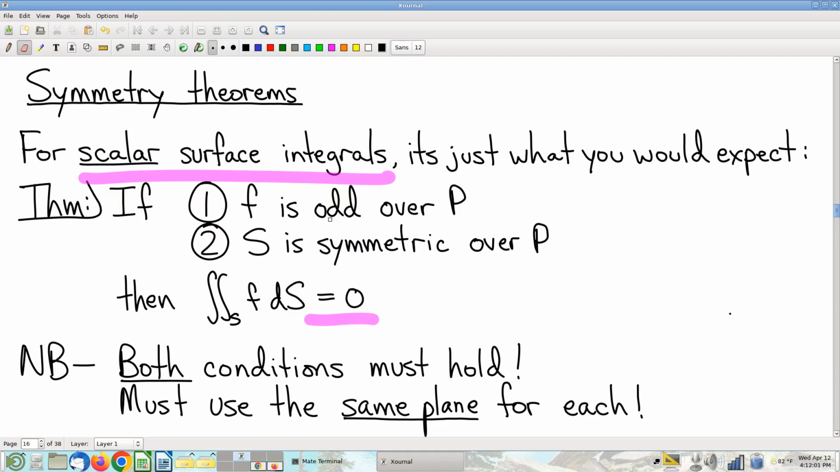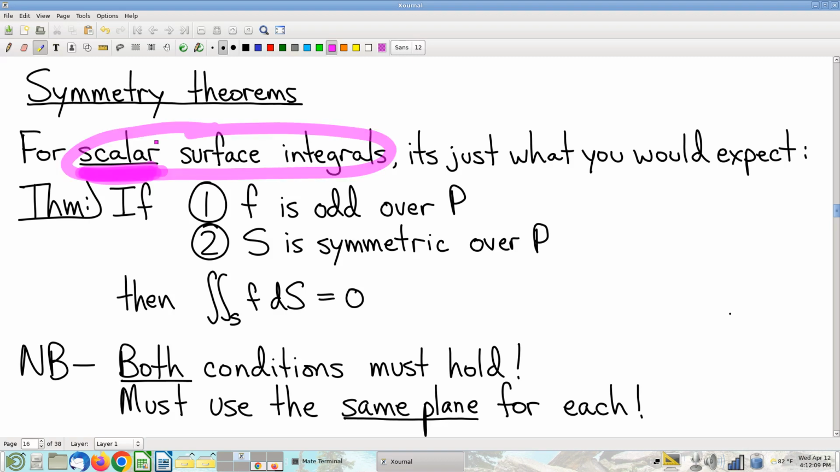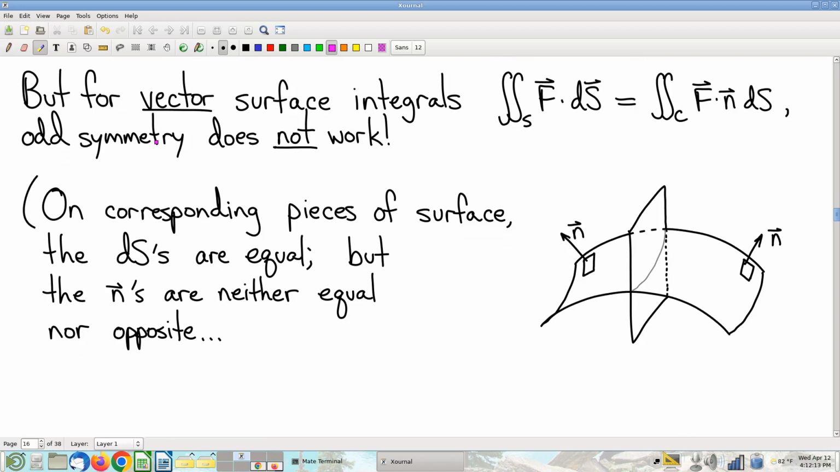Now, here's the bad news. Notice I have it underlined: this is only for scalar surface integrals. If you have a vector surface integral, no luck. There is no odd symmetry theorem for vector surface integrals. It does not work. It doesn't make any sense. It's just not true. It's garbage.